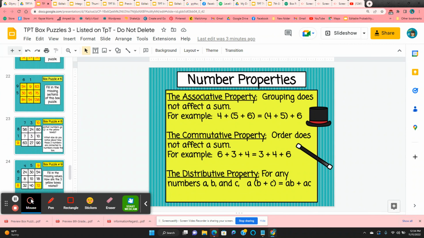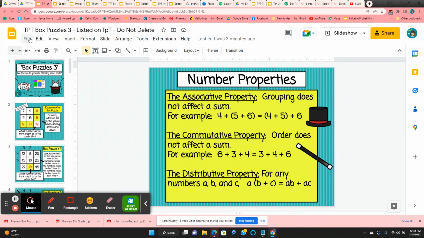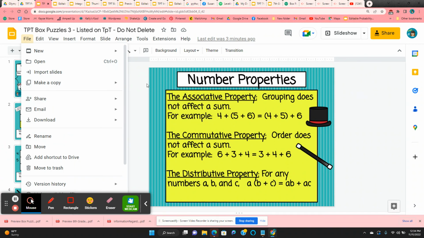Now all the completed slides are on here for the teacher. So if you want to assign it to the students, just come up here to File, make a copy of the entire presentation, and then just delete the completed slides.